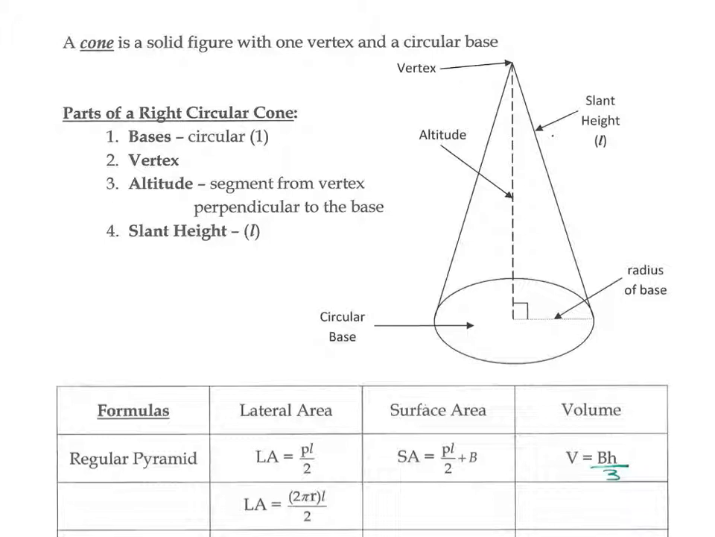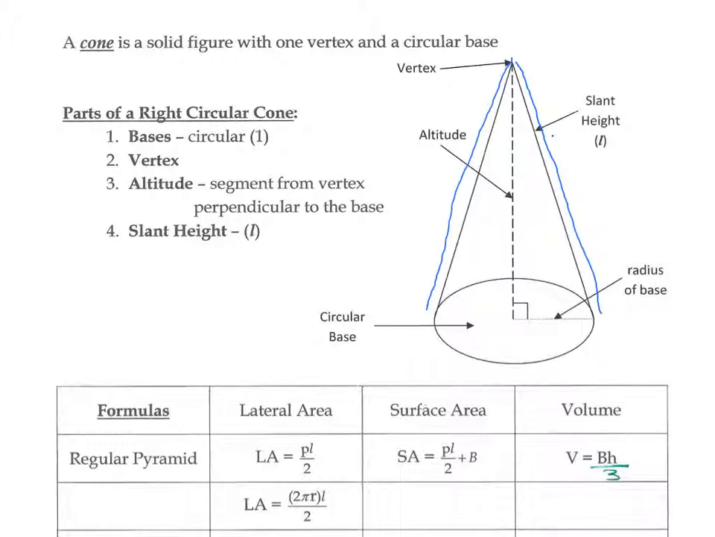So Clarissa, in this case, the altitude goes from the vertex to the center of the base, and it's perpendicular. And the edge is called the slant height. This would be a slant height, or this could be a slant height on the outside of the cone. The altitude would be measured inside the cone. That gives you a true height. Okay? Yes, ma'am. So is the slant height the same height as the altitude?